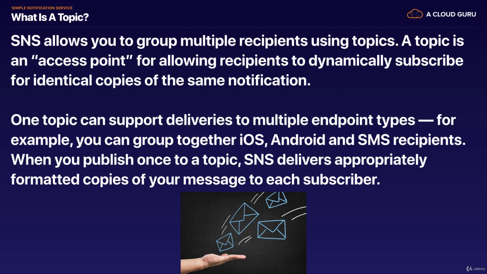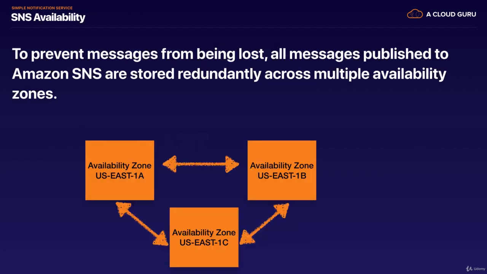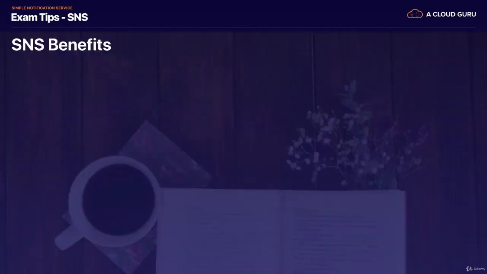So one topic can support deliveries to multiple endpoint types. For example, you can group together iOS, Android, and SMS recipients. And when you publish once to a topic, SNS delivers appropriately formatted copies of your message to each subscriber. And then to prevent messages from being lost, all messages published to SNS are stored redundantly across multiple availability zones. So you don't have to worry about SNS's availability. It is stored redundantly across multiple AZs.